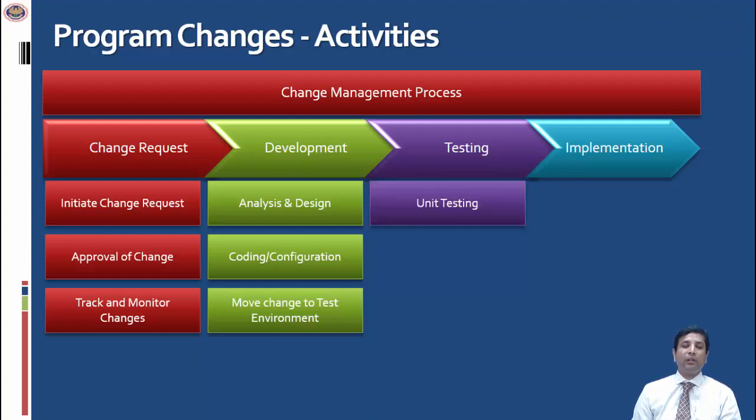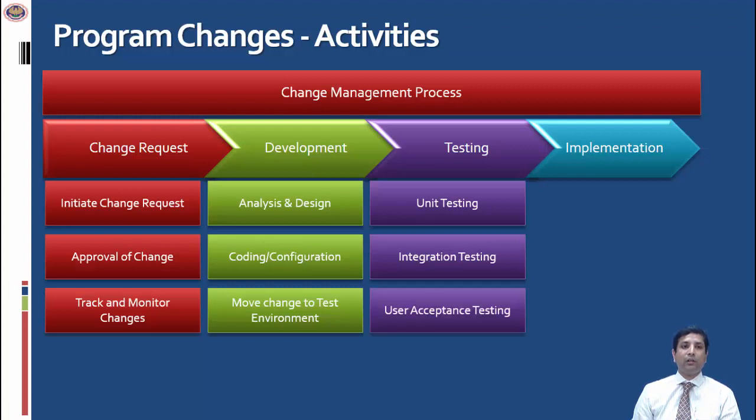Unit testing is done by the developer so that the program which is developed, or the change which is developed, is tested independently to meet the objectives for which it was initiated. Integration testing can sometimes be done when the change impacts multiple areas of business. And finally, user acceptance testing is done by the end user. Typically, it is a user who has initiated the change and requested the change in the first place.